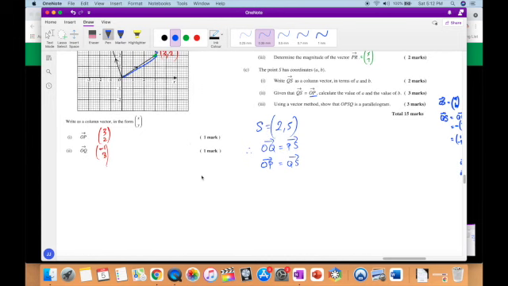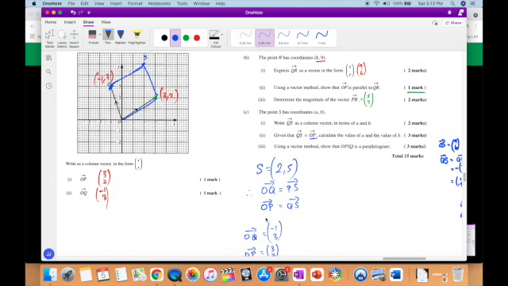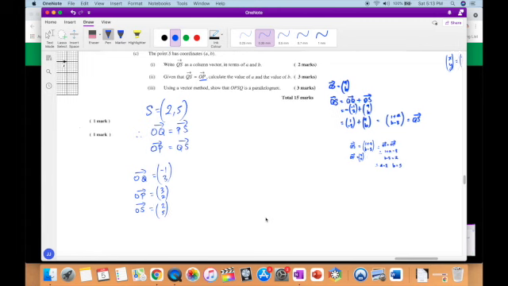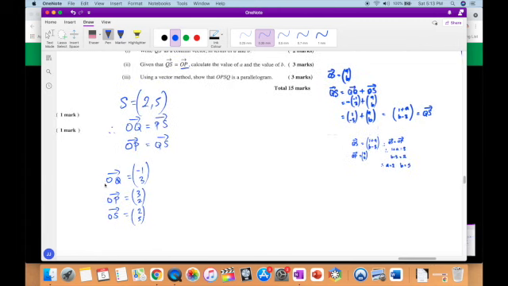So let's get it going here. OQ, I know that OQ is negative 1, 3, and I just write down all the information here. I know that OP is 3, 2. I know that OS is equal to 2, 5, right? And I know that OO is 0, 0, right? So OQ is equal to PS.